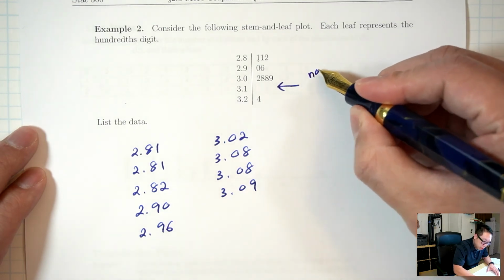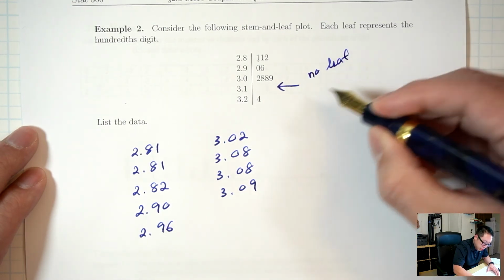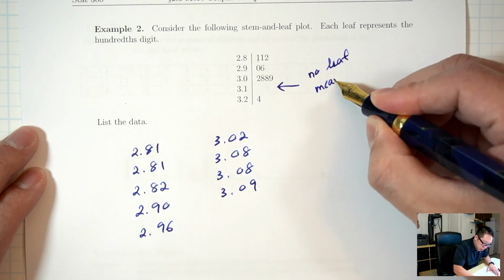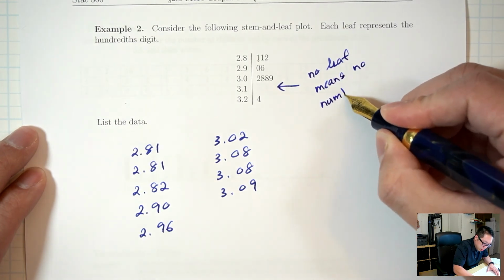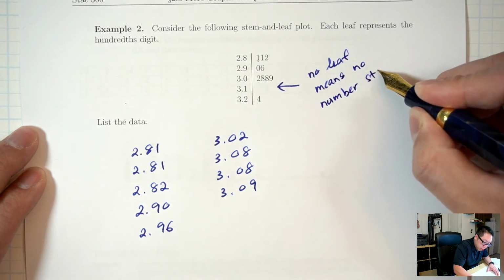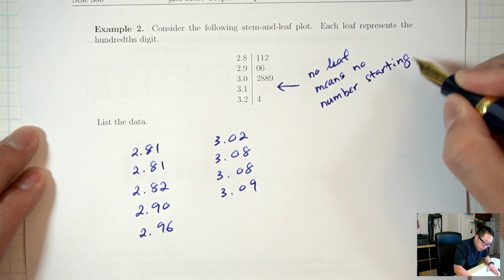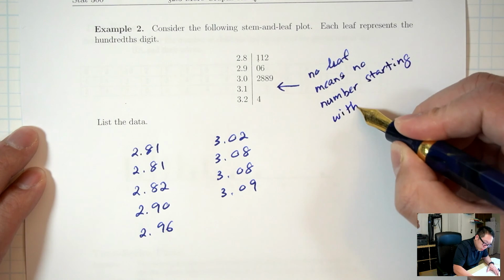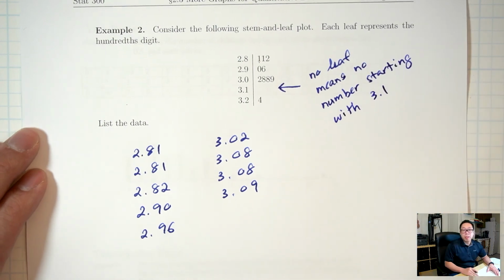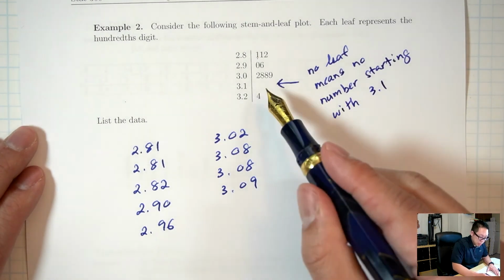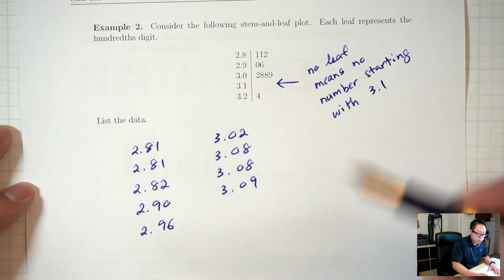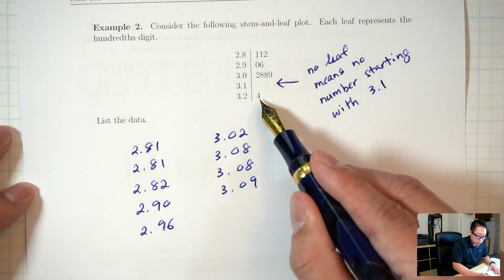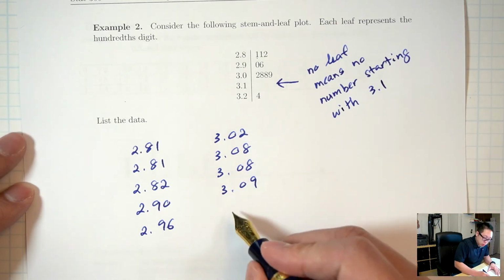So no leaf means no number starting with 3.1. Okay, so don't get tricked. If there's no leaf, there should be no number that starts with that stem, which means the next number is this 4, and this 4 represents 3.24.